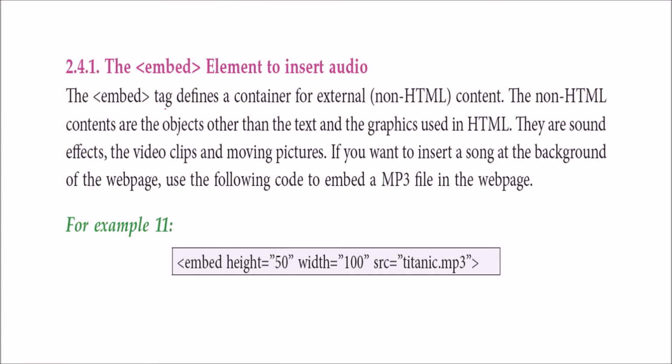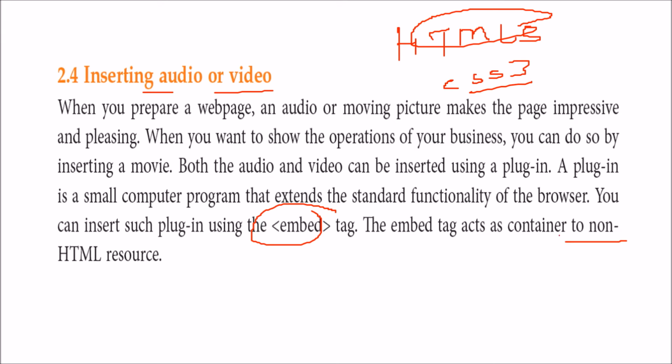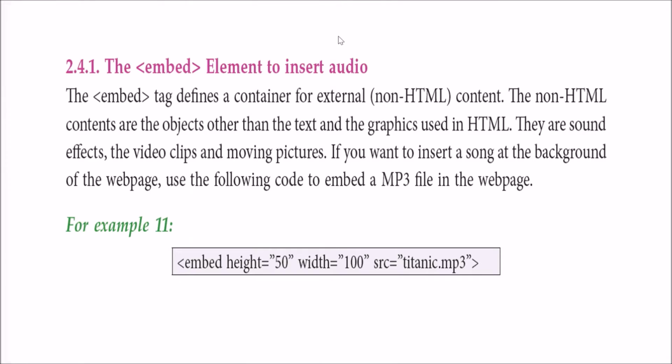This embed tag, how to use? This is a container. It will act as a container for resources which are not HTML. So for non-HTML resources, this tag is going to work. When we embed, this embed element can be used to insert audio. This embed tag defines a container for external or non-HTML content. This non-HTML content can be objects other than the text and graphics used in HTML. They can be sound clips, sound effects, video clips and moving pictures.